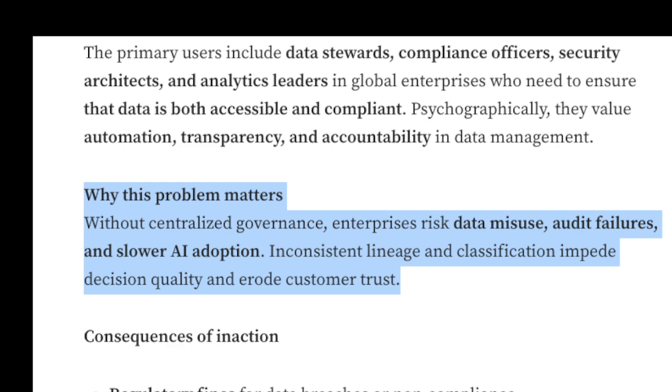was posing a challenge. So we were not able to get a consistent lineage. We were not able to classify the data, and decision making itself gets late. And if the data is compromised, it's like losing customer trust.